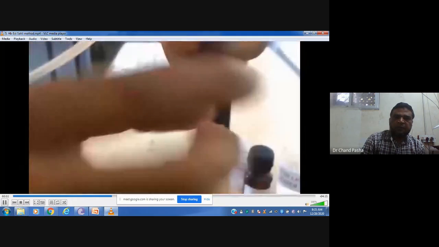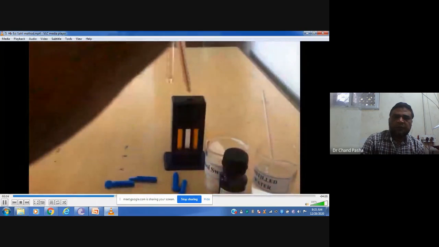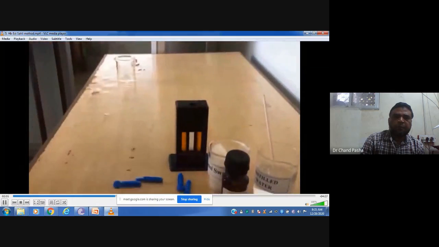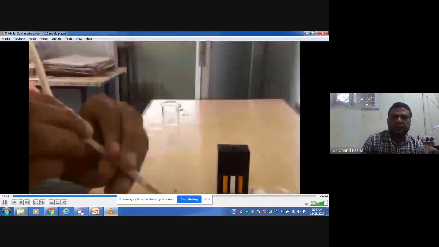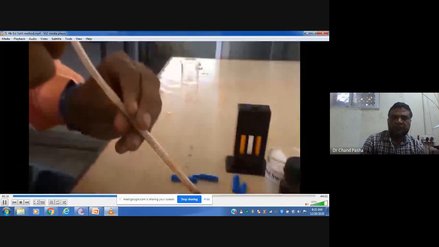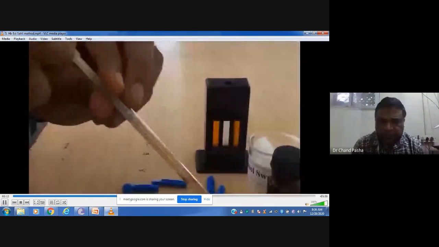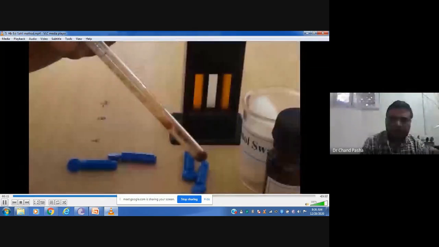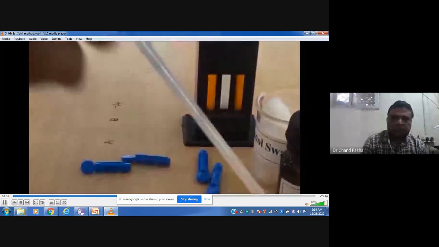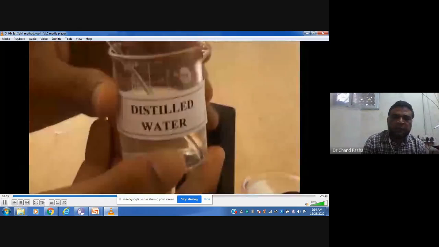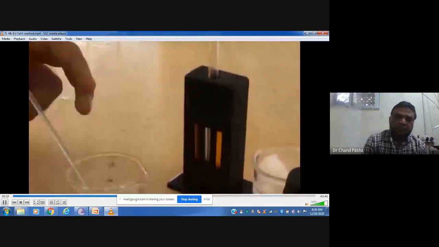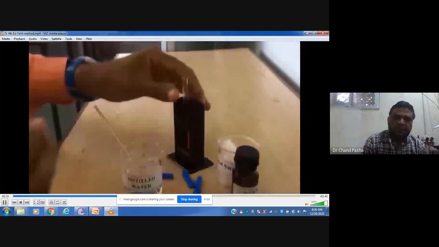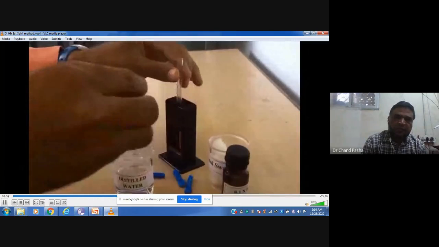Now add this blood into the 200 microliters of 0.1 normal HCl. See the color, you can see it has changed into brown. Now allow it to stand for 10 minutes. Now we are adding distilled water. Just to make it clear, the 0.1 normal HCl is added in the beginning itself, not later.